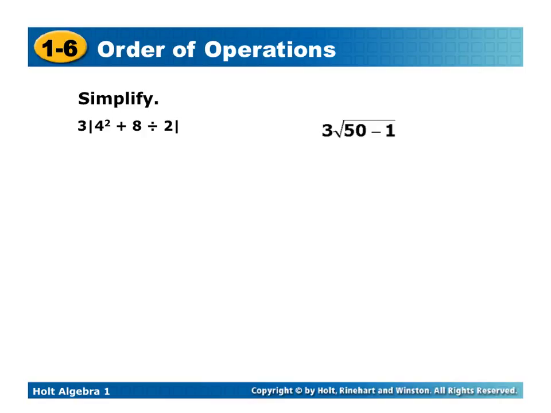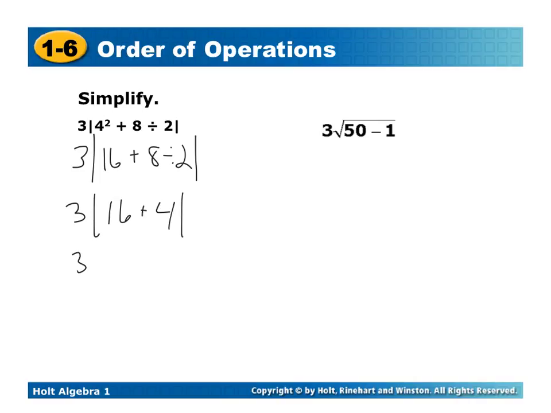So we have 3 times the absolute value of 4 squared, which would be 16, plus 8 divided by 2. And sometimes you're going to figure out that some of these you can do and simplify at the same time. 16 plus 4, 3 times the absolute value of 20, so this becomes just 3 times 20 because the absolute value of 20 is 20, which would be 60.